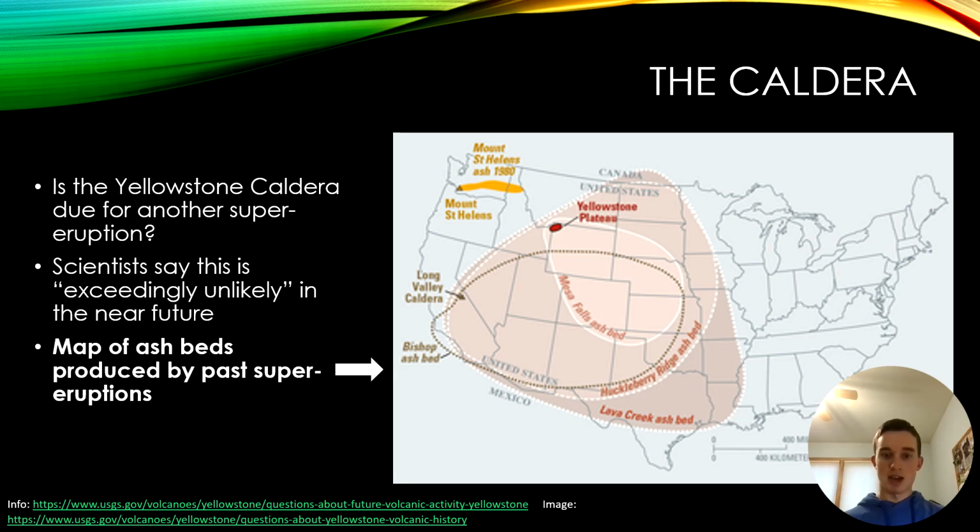However, this map shows the ash beds and the range of them that have been produced by past eruptions. So if another super eruption were to occur, it would be pretty catastrophic, and it would have effects on the climate greater than that of Mount Pinatubo in 1991.